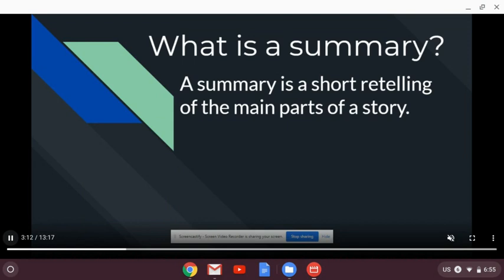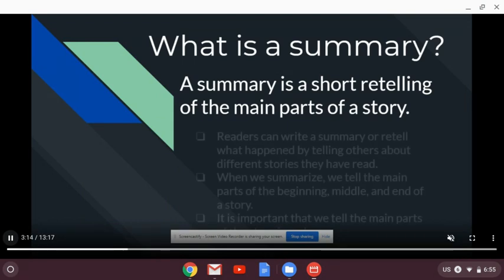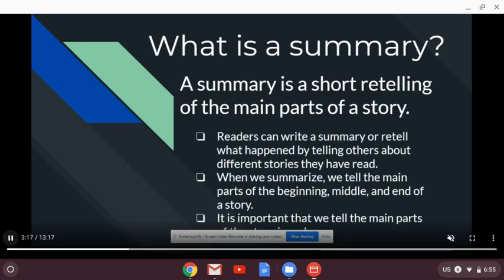So you're retelling so that other readers can write a summary or retell what happened by telling others about the different stories they have read. When we summarize, we tell the main parts from the beginning, the middle, and the end of our story. There is information about all those different pieces. And it is important that we tell the main parts of the story in order. We've talked about that. You have to have it in order. So we're able to easily pull out the information that we want our readers to understand.